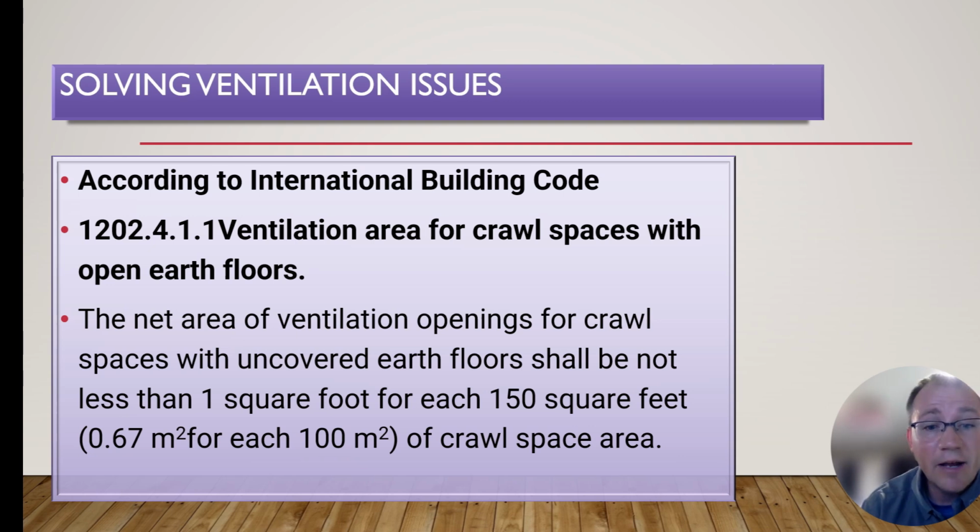The net area of ventilation openings for the crawl space with uncovered earth floors shall not be less than 1 square foot for each 150 square feet of crawl space area. So there's going to be some great math to look at here, but just keep in mind that there is an international building code and it does say that we should have at least 1 square foot of ventilation for each 150 square feet of crawl space area.